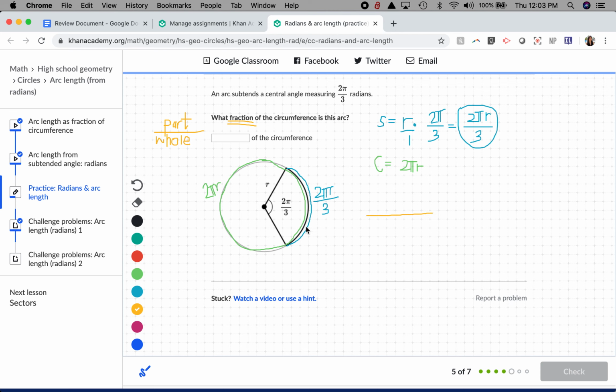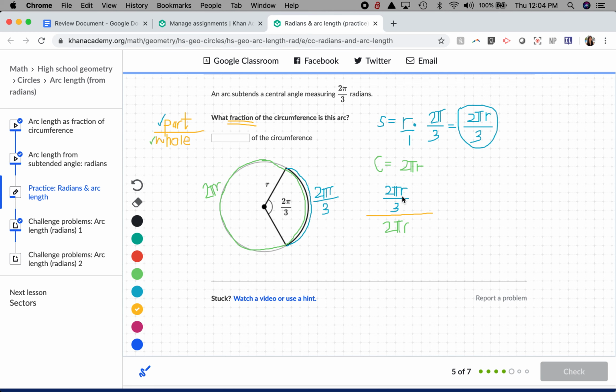Well, in this case, the part is 2 pi r over 3. So I'm going to put that in my numerator because that is this section. That is the part. Now the whole is 2 pi r, so that's what I'm going to put in my denominator. That is the circumference of the whole circle. So now that we've got the part over the whole, let's just go ahead and simplify.